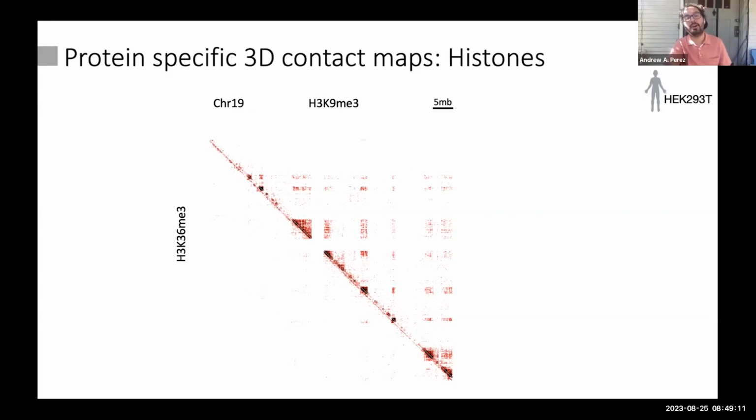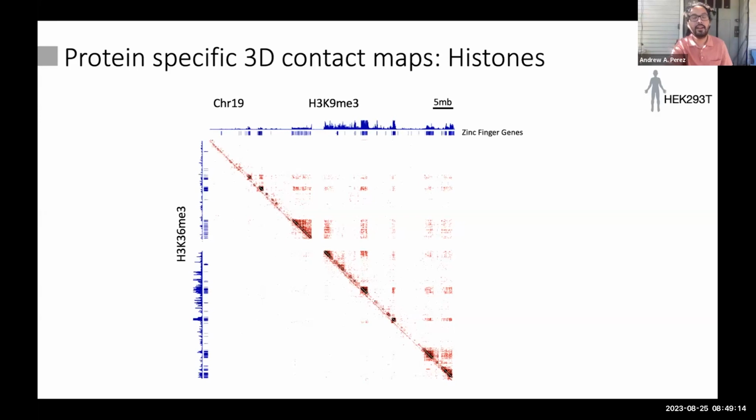It's even more interesting when you layer on the 1D track, and we can see that it's actually enriched in the same regions of this chromosome, or close to the same regions. And it's even more interesting when you layer on where the zinc fingers on chromosome 19 are co-localized. And we can see that in the H3K9 trimethylation sample, all these zinc fingers seem to be interacting with each other. Versus H3K36, they are not. So this is an interesting observation.